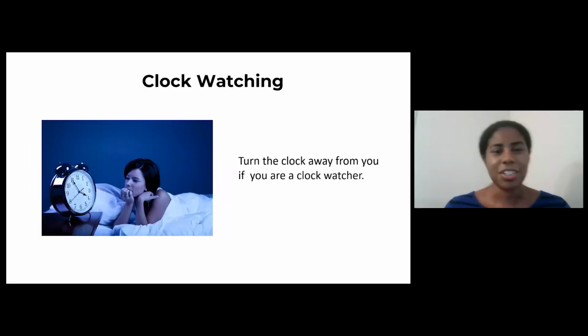Clock watching. If you know you're a clock watcher and you hone in on that, make sure to turn the clock away from you, turn it towards the wall or hide it somewhere else. Just make sure the alarm is set and hide it. People with anxiety, but also people with insomnia, tend to hone in on sleep-related threats, and the clock is a big one.